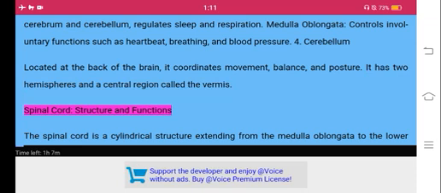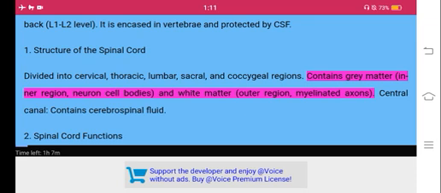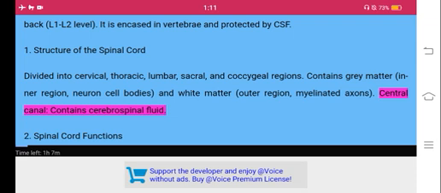Spinal cord, structure and functions. The spinal cord is a cylindrical structure extending from the medulla oblongata to the lower back, L1-L2 level. It is encased in vertebrae and protected by CSF. 1. Structure of the spinal cord. Divided into cervical, thoracic, lumbar, sacral, and coccygeal regions. Contains gray matter, the inner region, with neuron cell bodies, and white matter, the outer region, with myelinated axons. Central canal, contains cerebrospinal fluid.